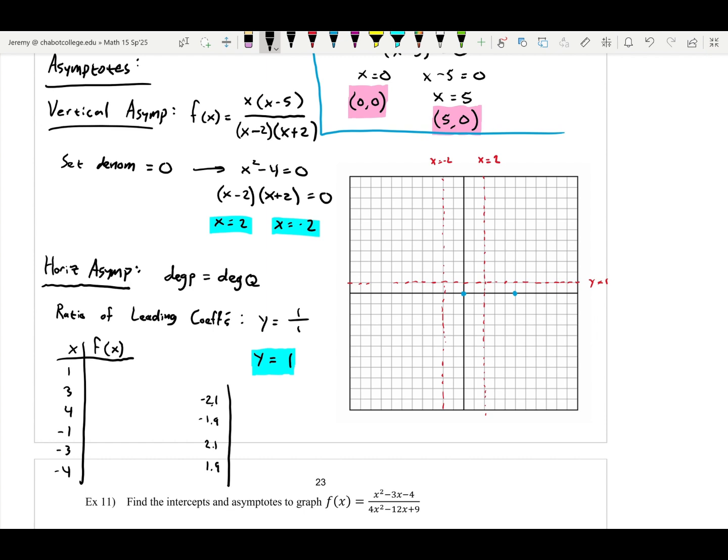Okay, so again, using my graphing calculator, I put in 1, I got 1.333 repeating, so 1 1/3. I put in 3, I got -1.2, and -0.333 is what I got for plugging in 4. Write the rest of these in.